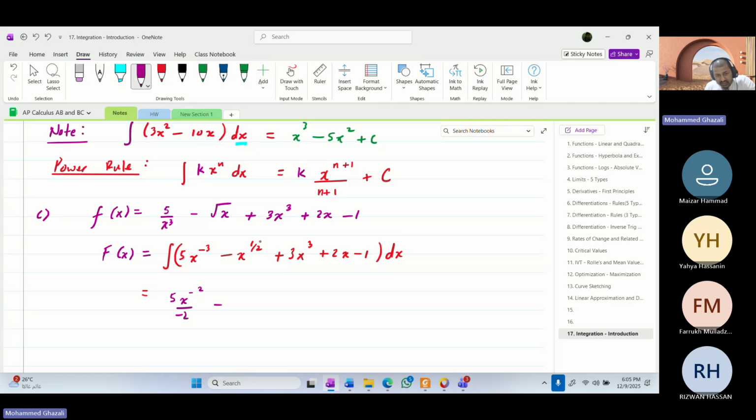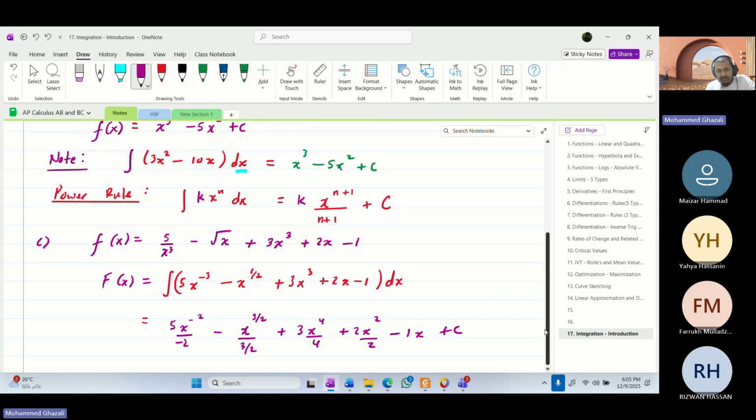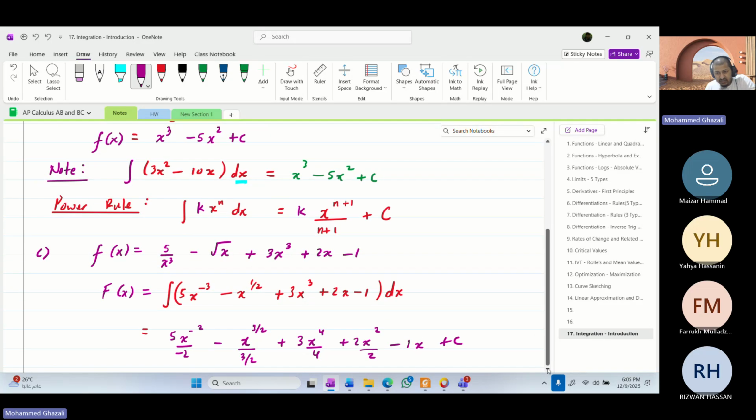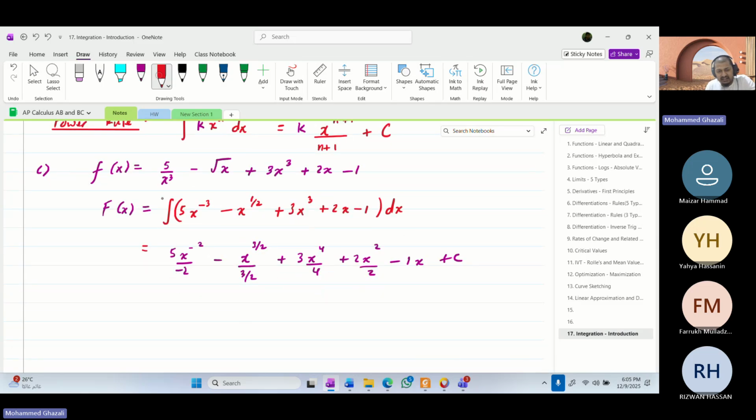Okay, so x to the power half, you say x to the power 3 over 2 divided by 3 over 2, plus 3x to the power 4 divided by 4, plus 2x squared divided by 2, minus 1x, because this is x to the power 0, plus always add a constant. Why are we adding a constant? Because this is just a general indefinite integral. So these are indefinite integrals that we are finding. The integral sign that you have on the calculator calculates definite integrals only.